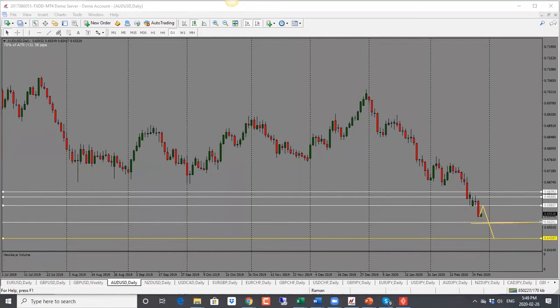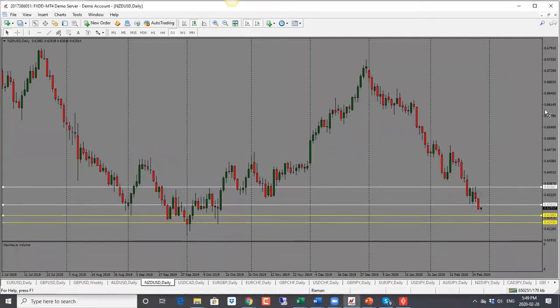First target is 0.6520, and second target is 0.6450. So bias is bearish for Aussie dollar. New Zealand dollar, we did see a break below the support that it has been struggling with for 3-4 days here. So bias here is bearish, nice bearish break there.